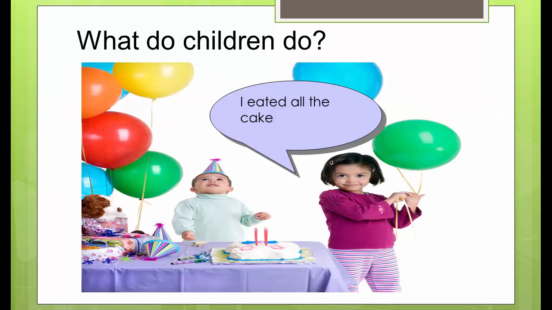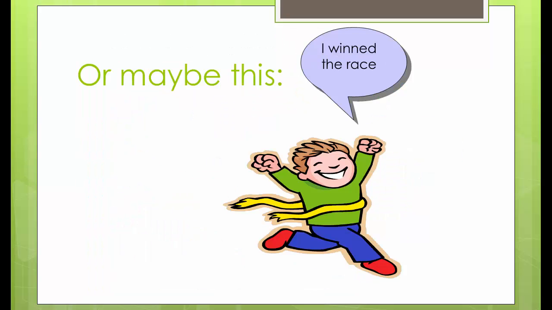Now let's have a look at what children do. I eat it all the cake, is what this little girl says. Or, this boy said, I win the race. And I'm not making this up. These are actual sentences that my son used when he was about 3 years old. Why do children actually say, eat it, and win?